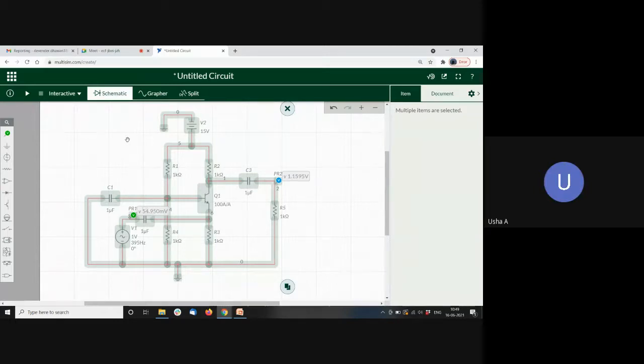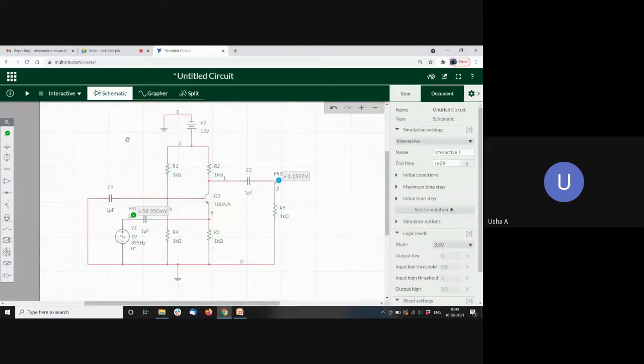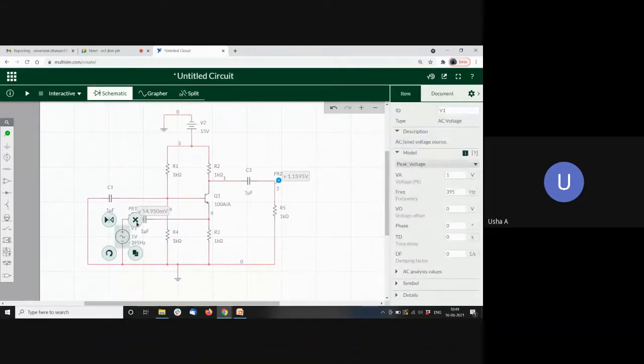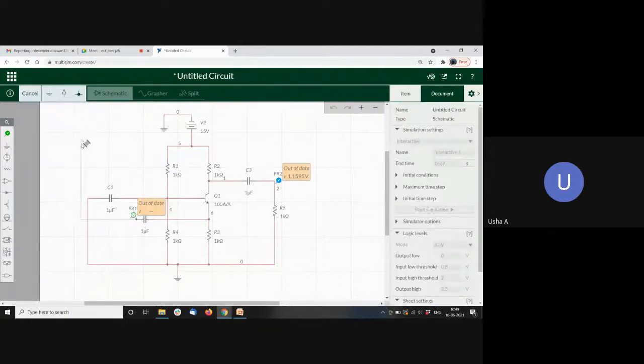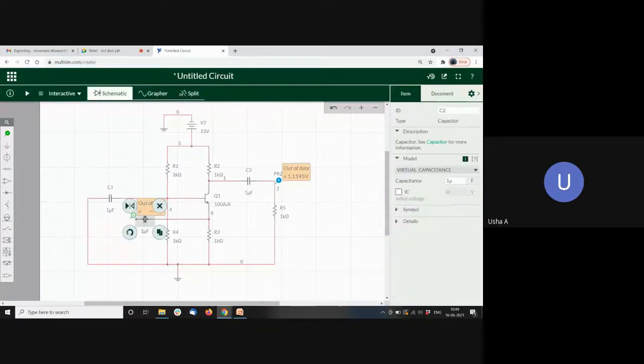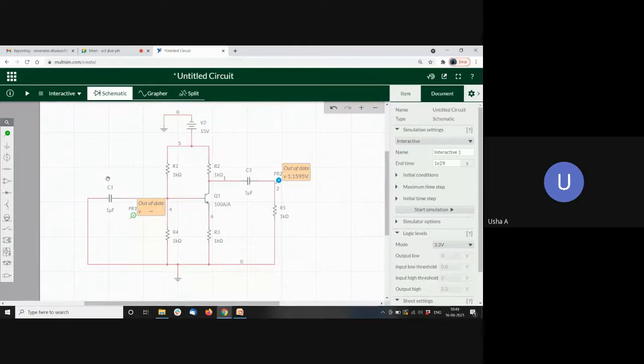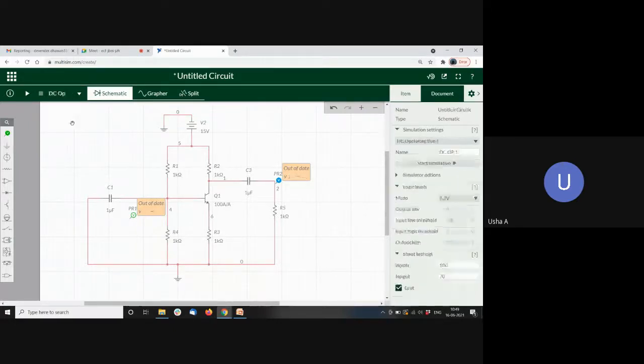Yes, ma'am, you were saying. Sir, can you remove that AC signal? And if you use that DC op and run it, we'll see what the output is. You're asking me to remove this AC signal from the circuit? Yes. Remove that capacitor also, because it will be open then. Now you run the circuit in the DC op. Okay.